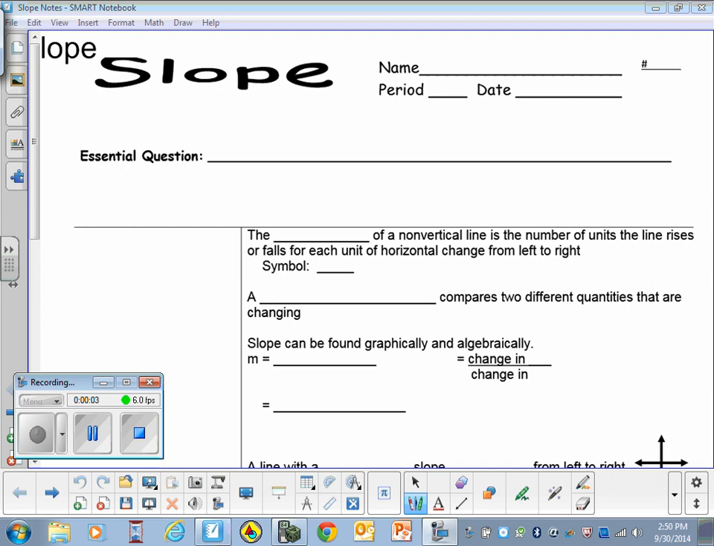The essential question for today's lesson is, how do I find the slope of a line?